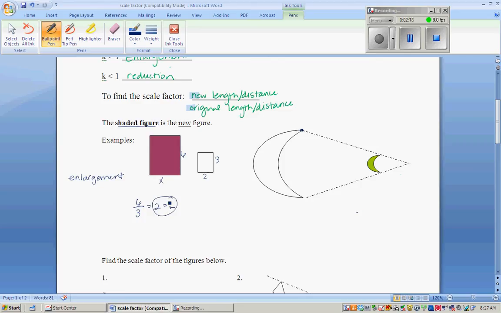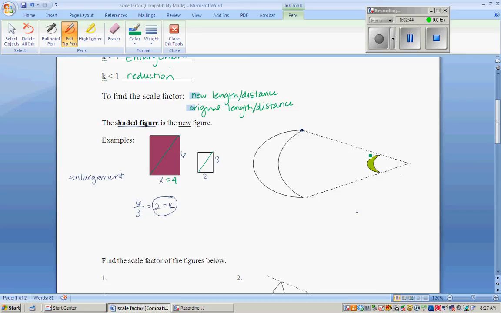So that means that all of the new dimensions on the darker rectangle are twice as big. So it means that this x is twice as big as its corresponding 2. And so it's 4. If there were other dimensions, like the diagonal, you could just also assume that whatever the length of this diagonal is, the one on this figure will be twice as big.